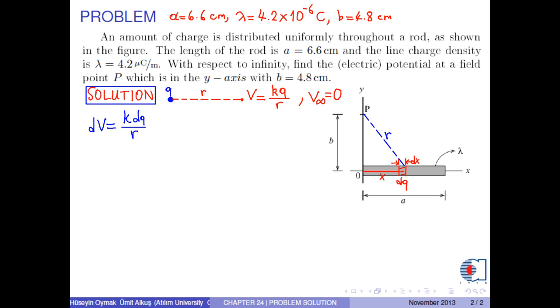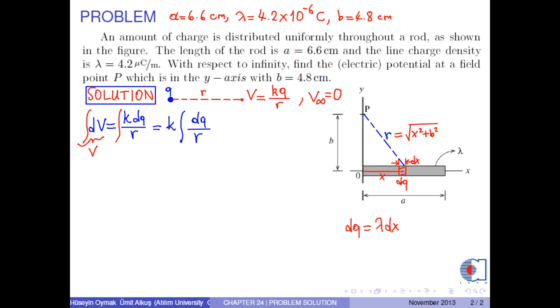We can take integral of both sides. The left-hand side, that is the integral of dV, is V. And the right-hand side can be written as k times integral of dq over r, since k is constant. In order to calculate this integral, we have to find an expression for dq in terms of dx. dq can be written as lambda times dx, where lambda is the line charge density and dx is the infinitesimal length in the rod. According to the figure, r is calculated by the Pythagorean theorem as square root of x squared plus b squared.